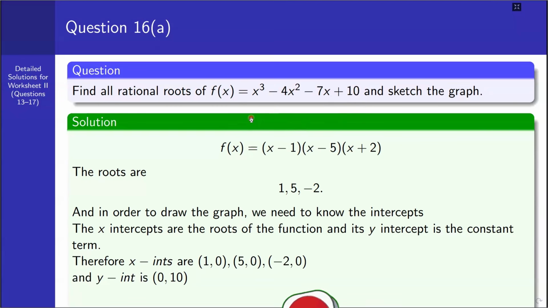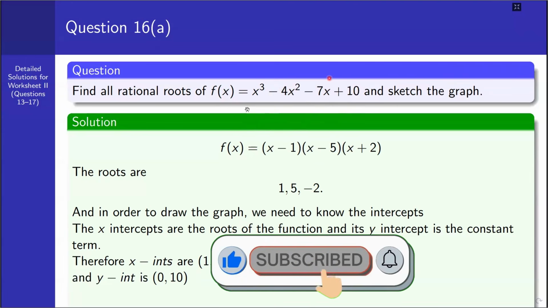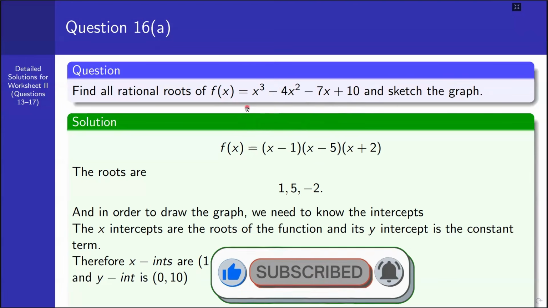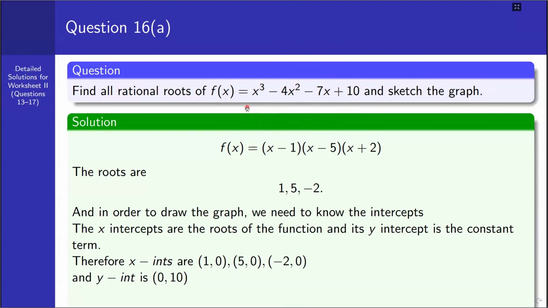When we talk about the graph of a polynomial function, it is a smooth curve, and the maximum number of turning points of the given polynomial function could be n minus 1, where n is the degree of the given polynomial function. So since this is a cubic polynomial function, its graph can have two turning points, but at least one it will have.